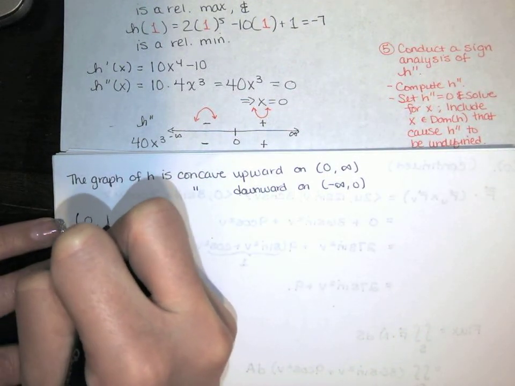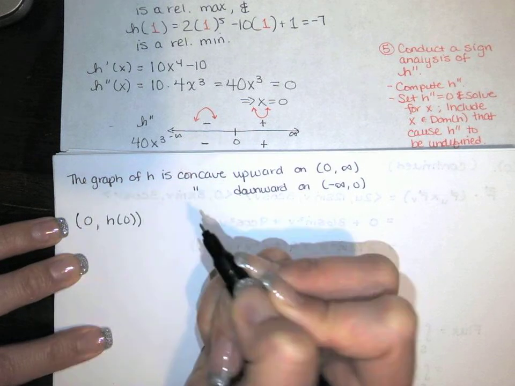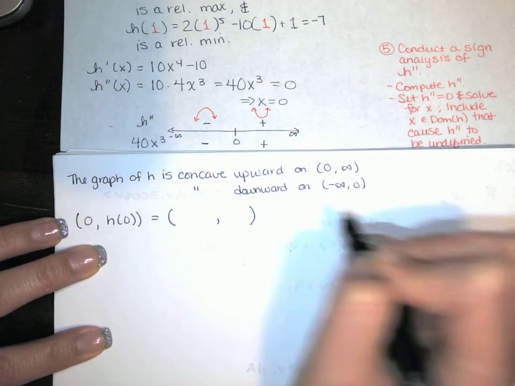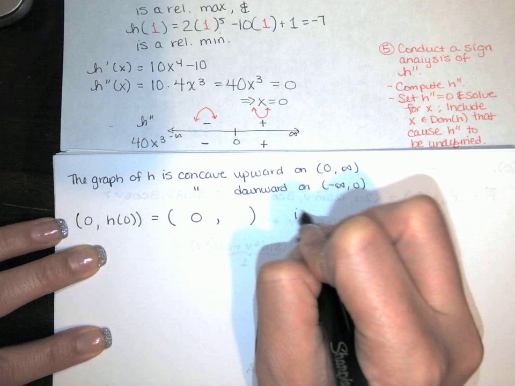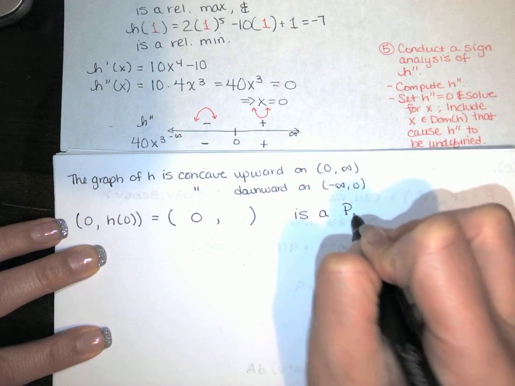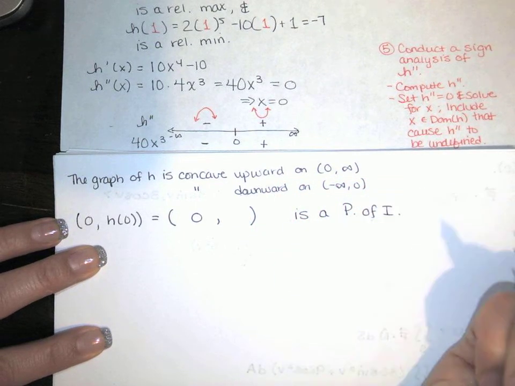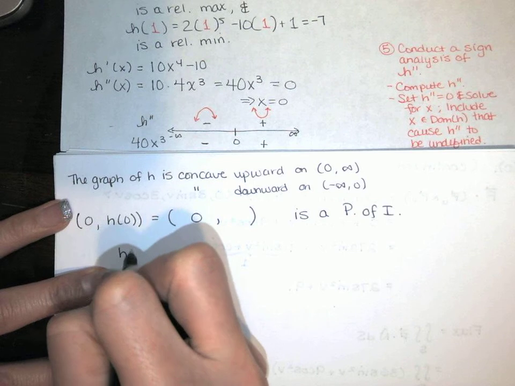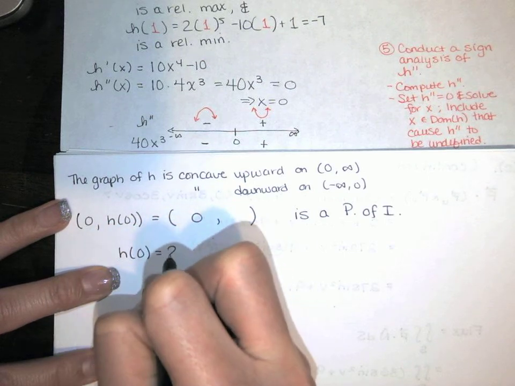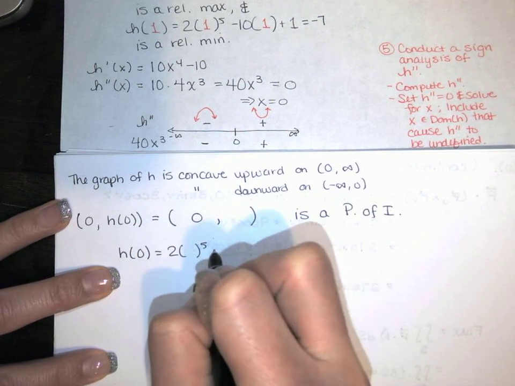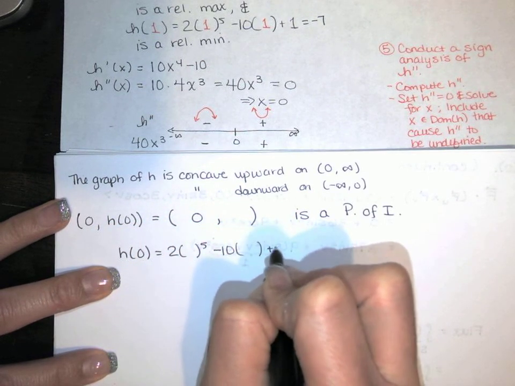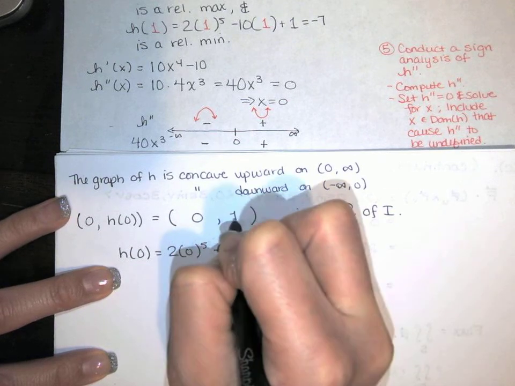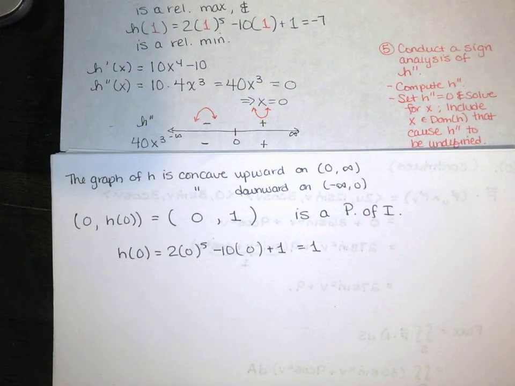Let's say 0, h of 0, which is 0 and some number, is a point of inflection. I'll abbreviate that POI, P of I. So h of 0, well, the original function was 2 times x to the 5th minus 10 times x plus 1. Replacing x with 0, so we just get a 1. So 0, 1 is a point of inflection.